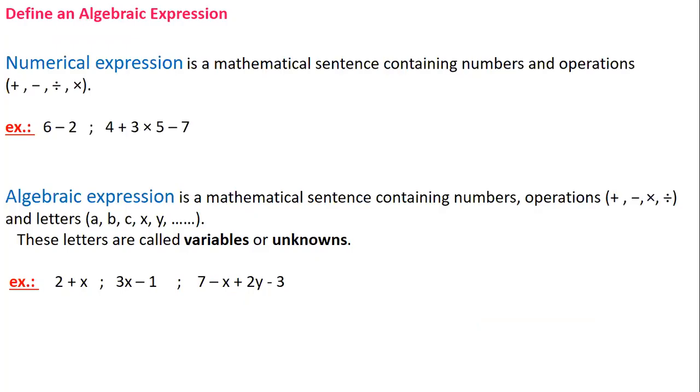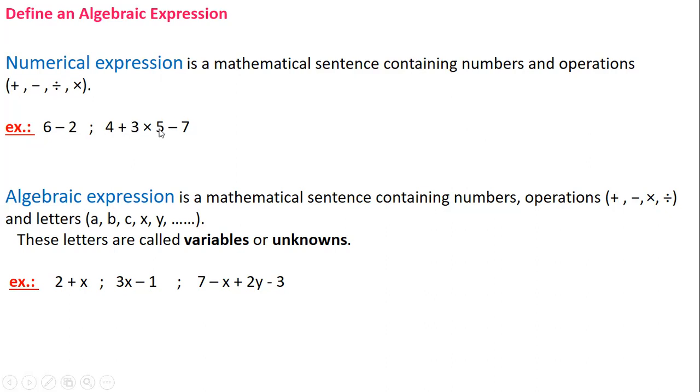Define an algebraic expression. In mathematics, till now, we are studying something called a numerical expression. What is a numerical expression? It is a mathematical sentence containing numbers and operations: plus, minus, divided by, and times. Examples of numerical expressions: 6 minus 2 is a numerical expression because we have numbers and an operation in between. 4 plus 3 times 5 minus 7. This mathematical sentence, we call it a numerical expression.